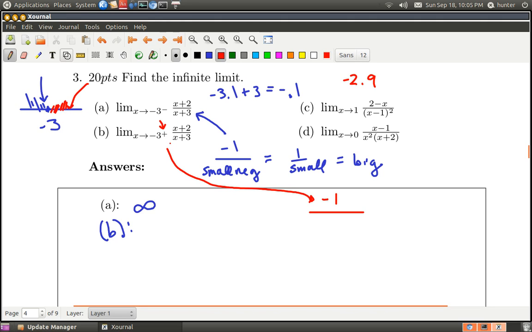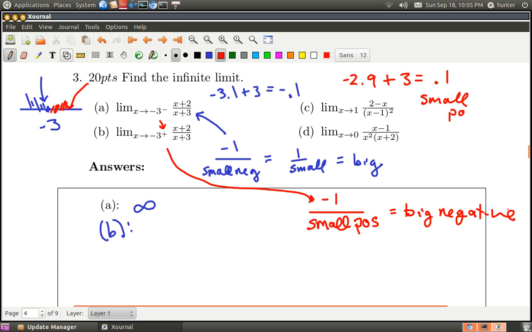And so on the bottom here with x plus 3, when x gets close to negative 3 on the right, we're going to have something down there like negative 2.9 plus 3. And this is going to be like 0.1, right? So I'm going to call this small positive, small pos. So in B here, what we're getting is negative 1 over a small positive. Now unlike in part A, there's no negative sign to cancel on the bottom, so this is just going to be something big and negative.